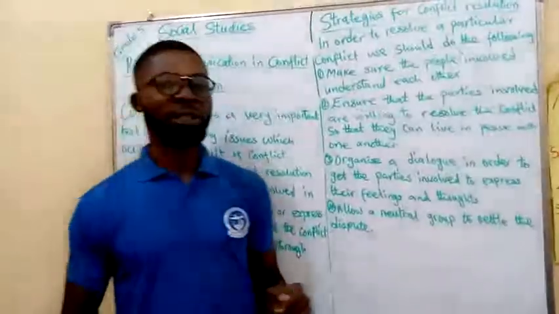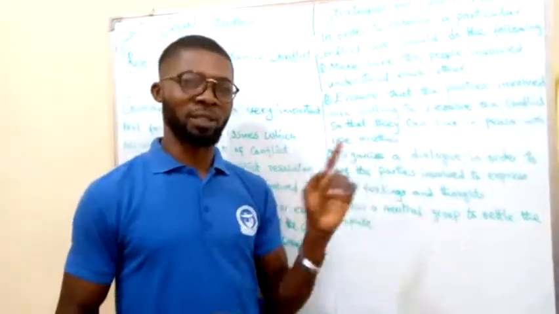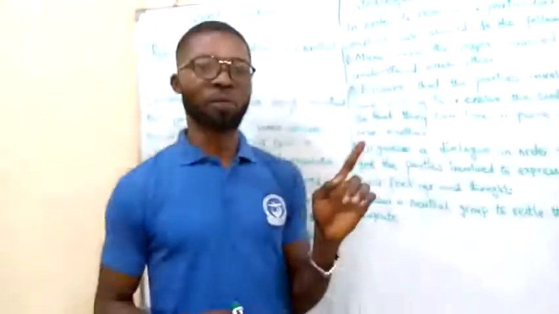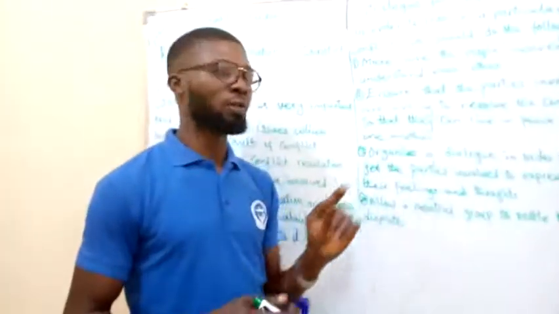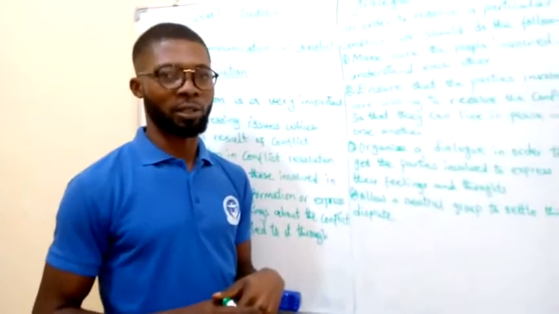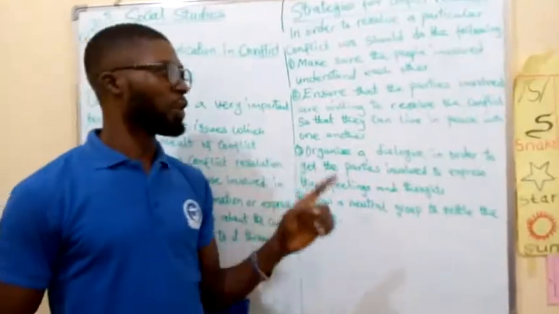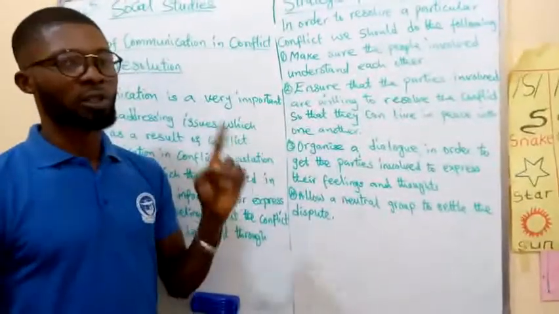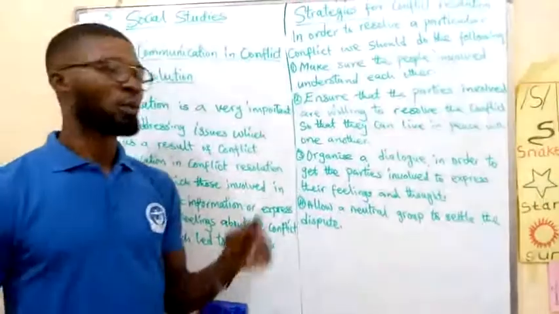But when there is willingness expressed by the parties themselves towards finding a solution to the conflict, we will be able to do what? Solve the problem of conflict easily. So we should ensure that the parties involved are willing, take note of that, willing to do what? Resolve the conflict so that they can live in peace with one another.